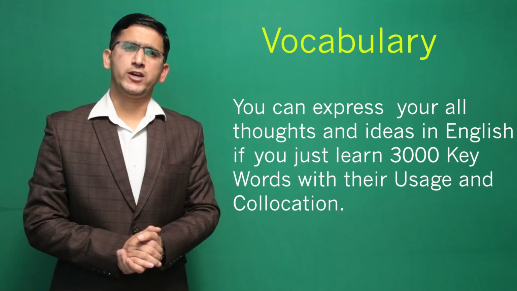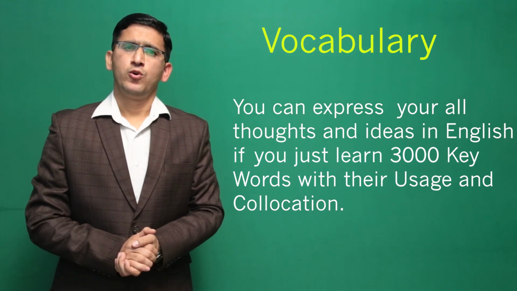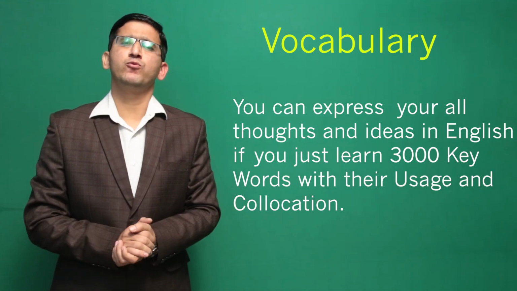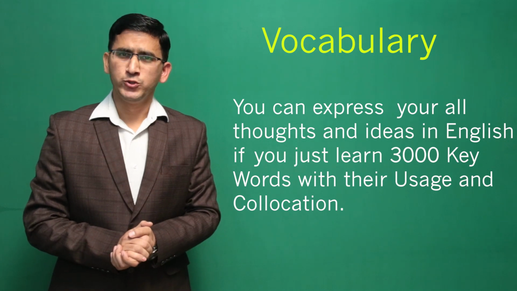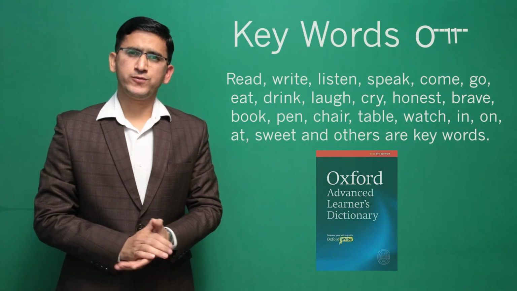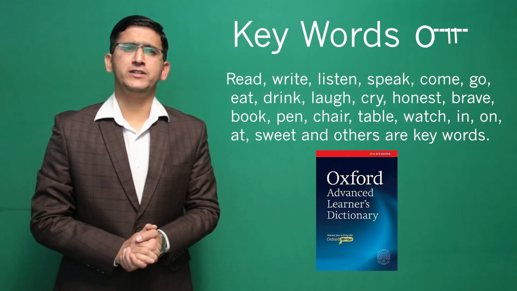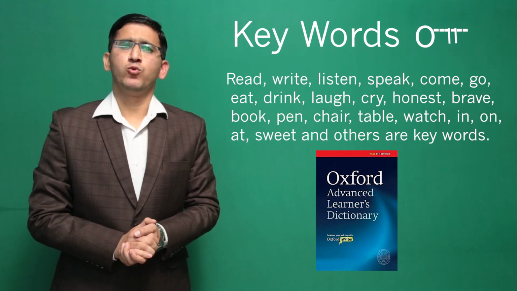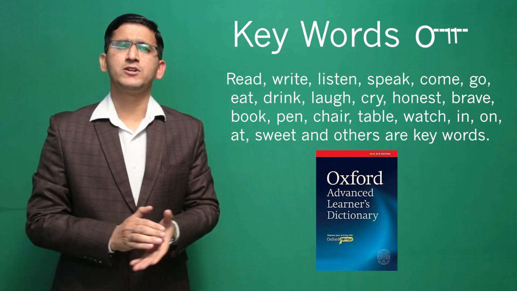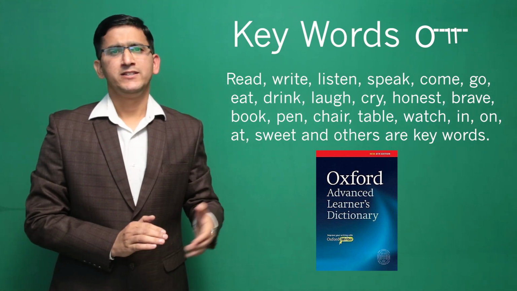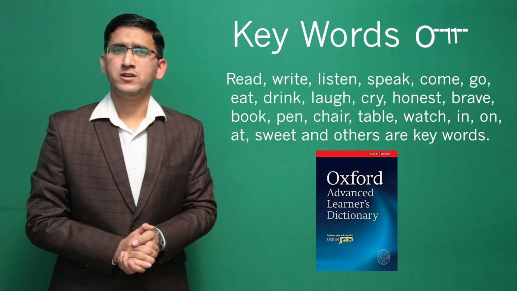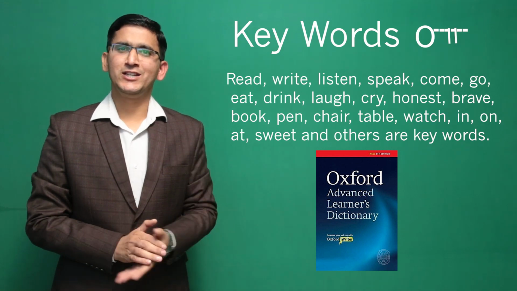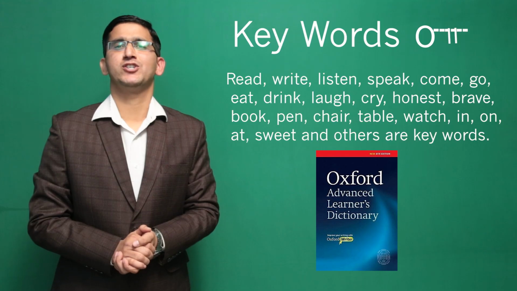And third one is vocabulary. You can express all your thoughts, ideas and feelings if you only know the 3000 keywords with the help of their uses and collocation. In Oxford Advanced Learner's Dictionary by A.S. Hornby, there are some words with key symbols. That is called keywords, because these words are used in our day-to-day conversation, and these 3000 words cover 98% of spoken English. So we must know these 3000 keywords with their uses and collocation.